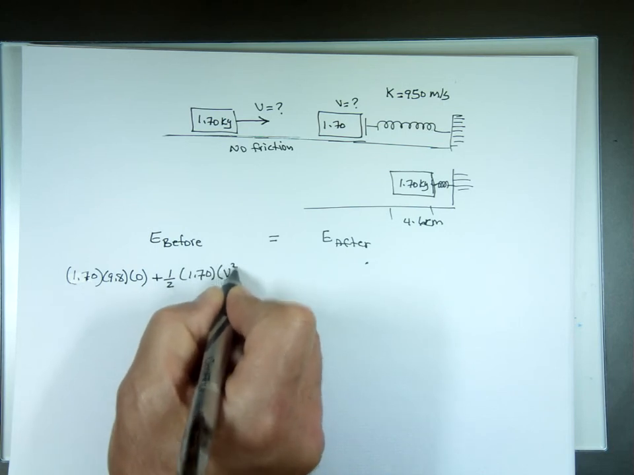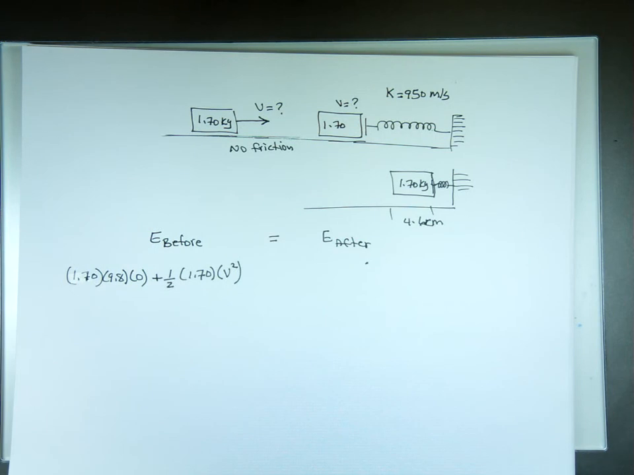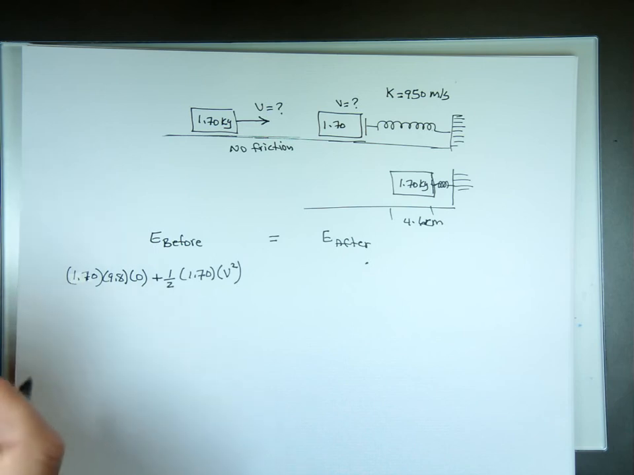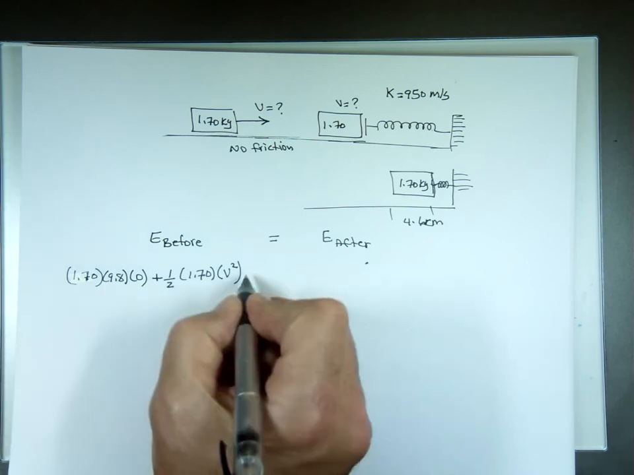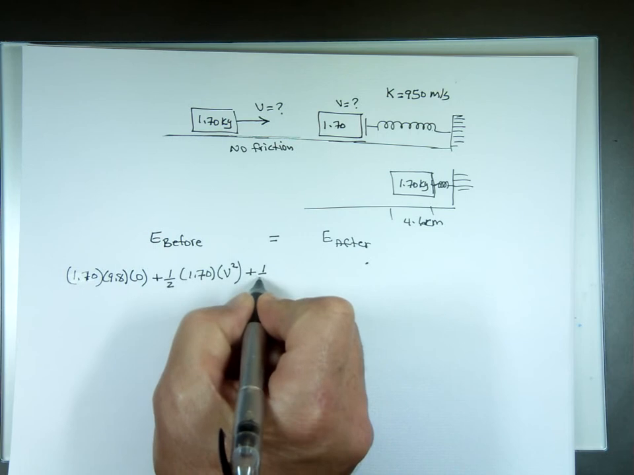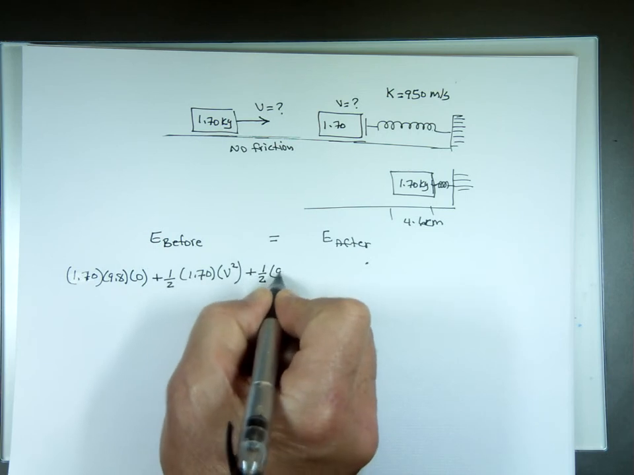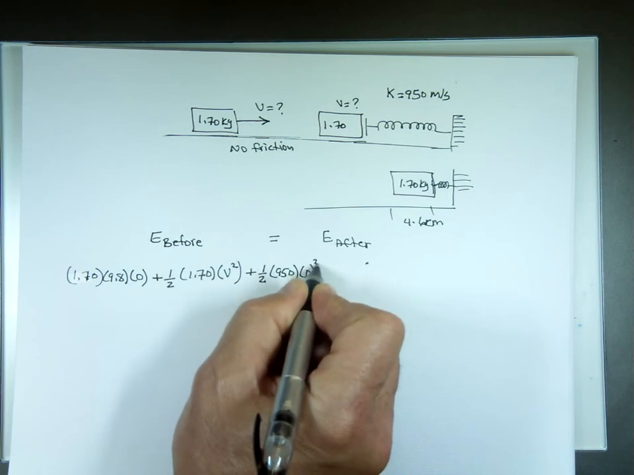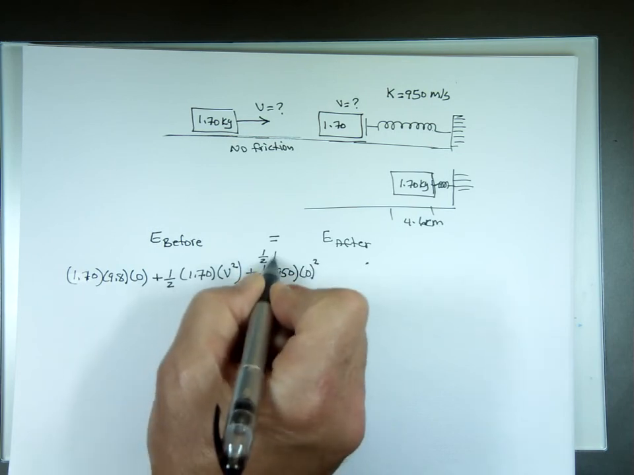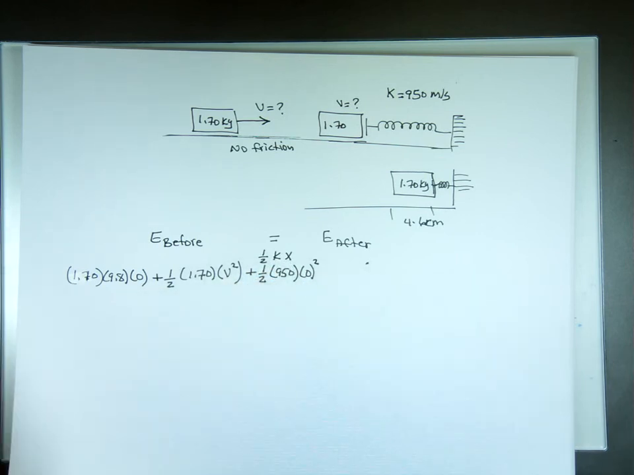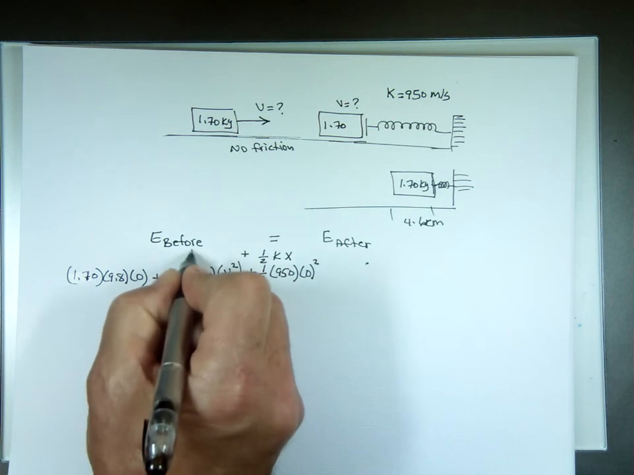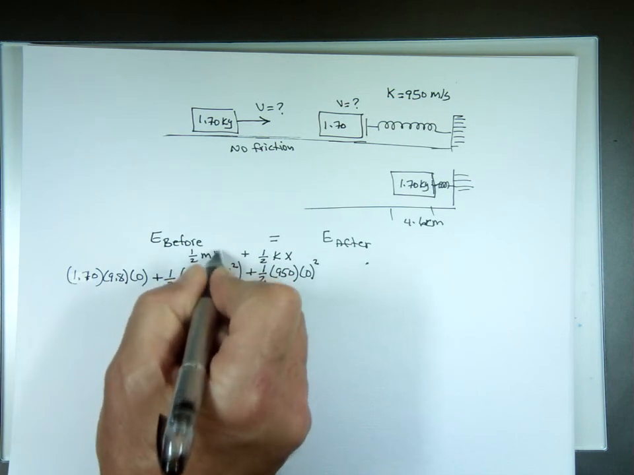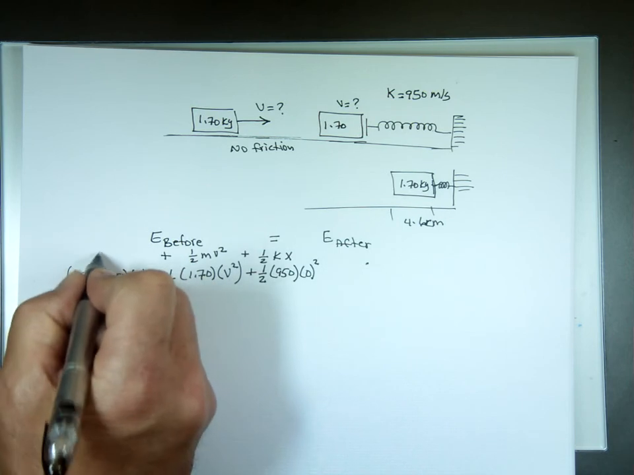What about the spring? What was the energy in the spring? 1/2 K, which is 950, times the distance squared, which is 0 squared. 1/2 K times x squared, that's the energy in the spring. The kinetic energy is 1/2 mv squared. The potential energy is mass times gravity times height. So that's what I'm using.